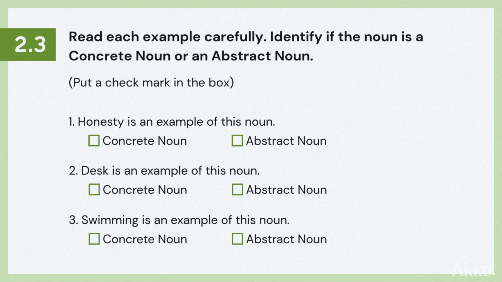Number 1. Honesty is an example of this noun. Honesty is an abstract noun. This is something that cannot be detected by the 5 senses but can be felt or understood in the mind. Number 2. Desks is an example of this noun. This is concrete. 3. Swimming is an example of this noun.